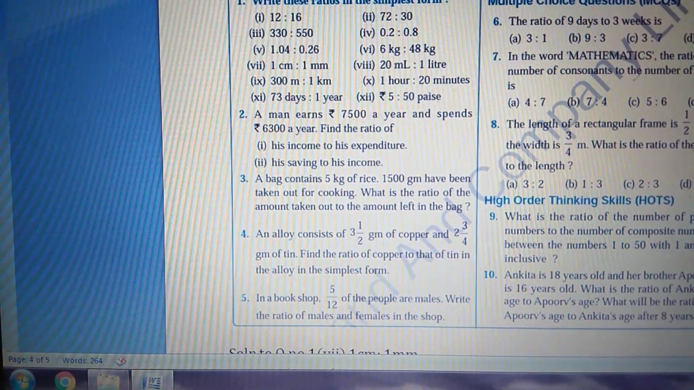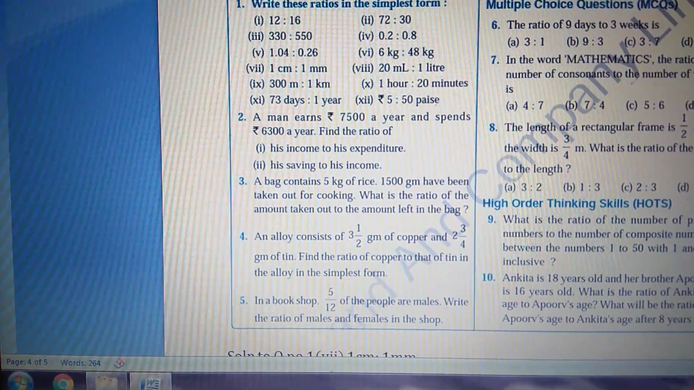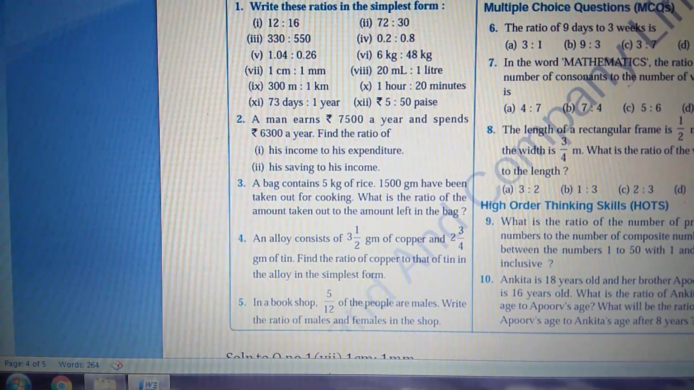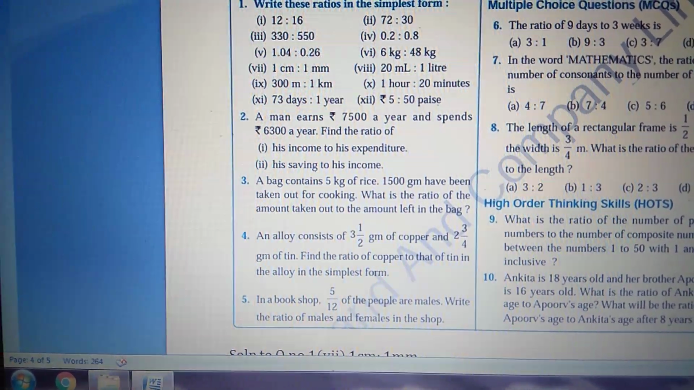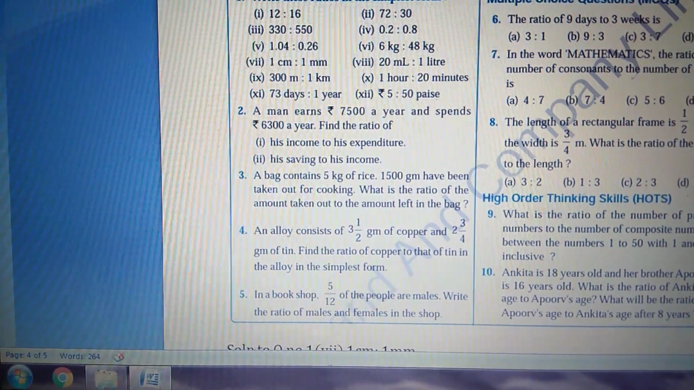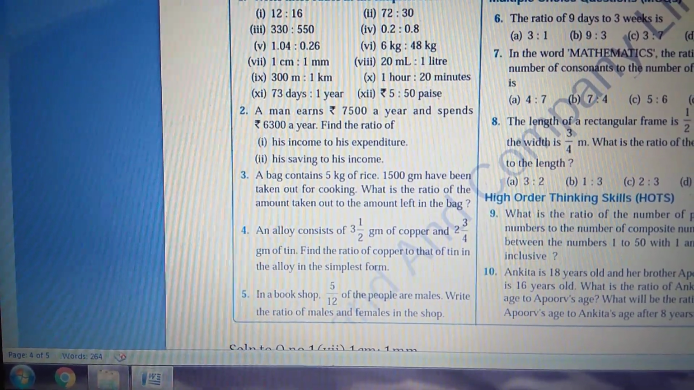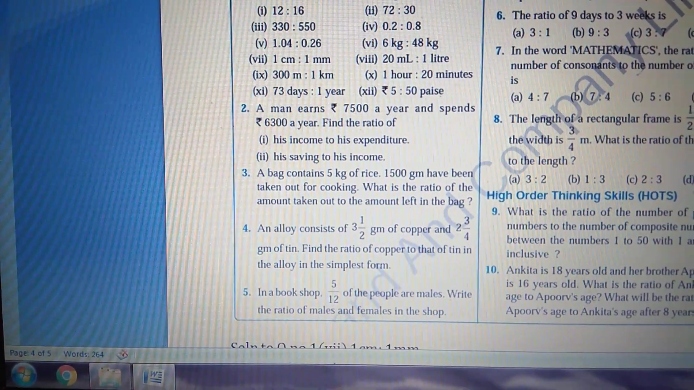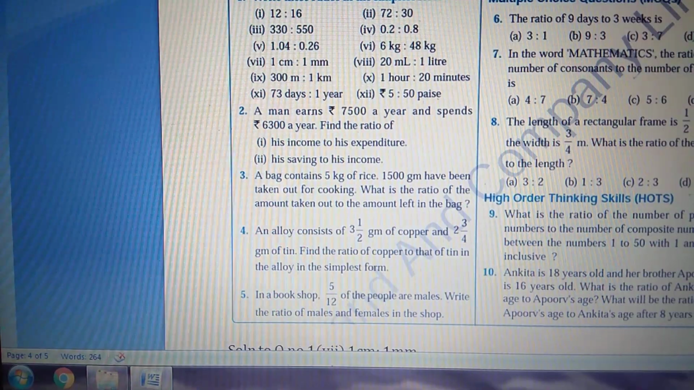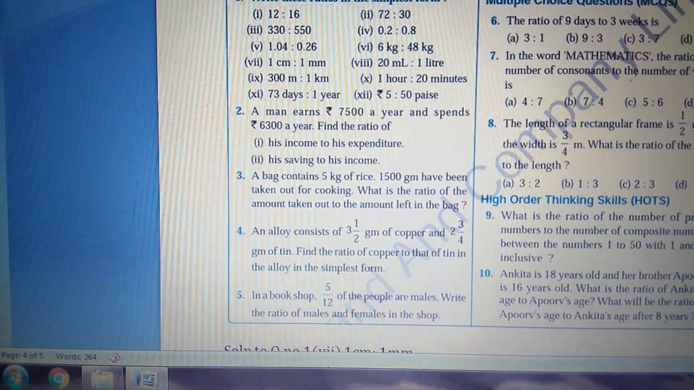Next one, number 2, is saving to his income. So saving is not given. You need to find saving by subtracting and then you need to find the ratio. Similarly, you need to do question number 3, 4, 5 in the same way. For this, question number 3 is done for you. You can take the help of question number 3 and solve it out.